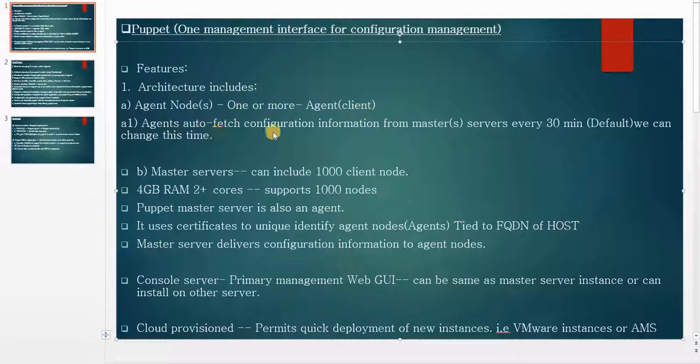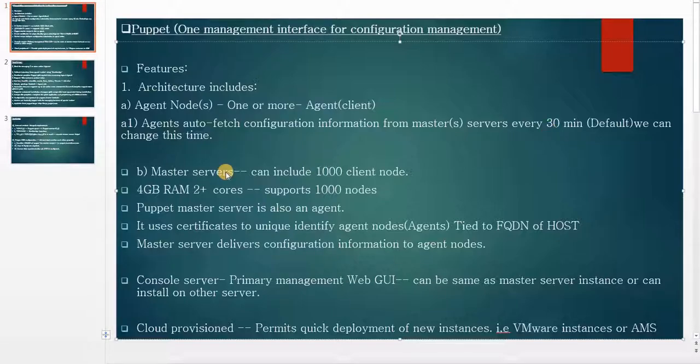Okay, so the agent auto-fetches configuration information from the master every 30 minutes. It is the default and we can change this time. So whatever configuration you have done in the client Puppet agent node will populate to the Puppet master by default every 30 minutes, and that can be changed. If you want to change that default time, you can do that.